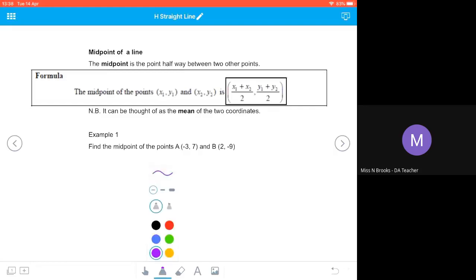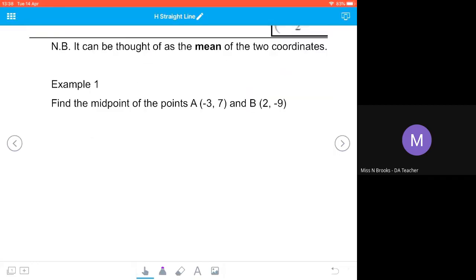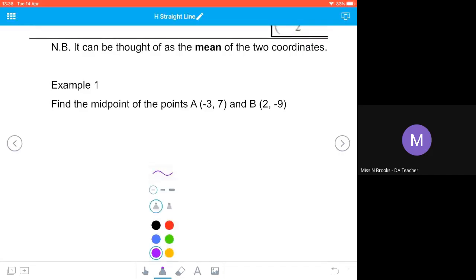So if we have a look at an example, we're going to find the midpoint of the points A, -3, 7, and B, 2, -9. So the first thing we're going to do is we're going to write down the formula. So we've got m equals, and we've got x1 plus x2 divided by 2, and we've got y1 plus y2 divided by 2.